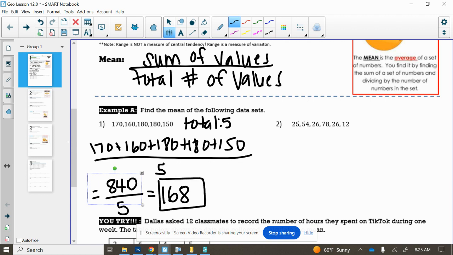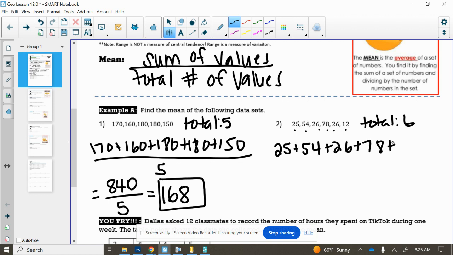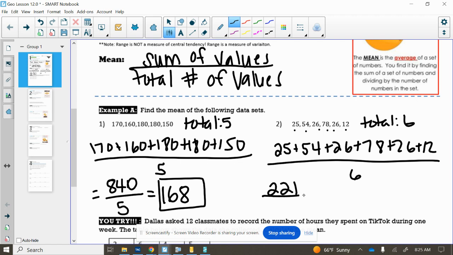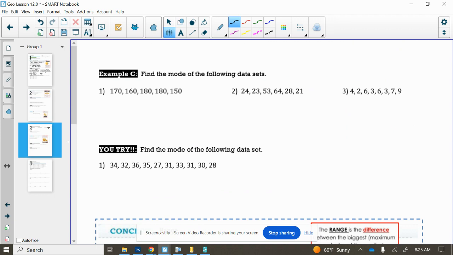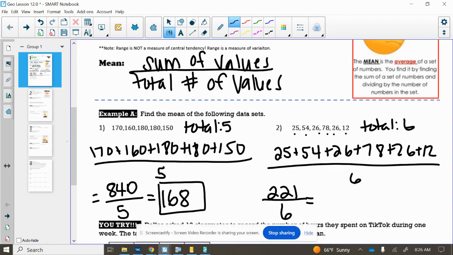On the second one, we are summing up 6 total numbers. And again, when we add these together, 25 plus 54 plus 26 plus 78 plus another 26 plus 12, we're going to divide that sum by, again, the total numbers we were adding up, which was 6. So that sum, when we add those together, is 221. Divide that by 6, we get about 36.83 repeating. So you can either put the 83 repeating, or just round to a couple decimal places on that.